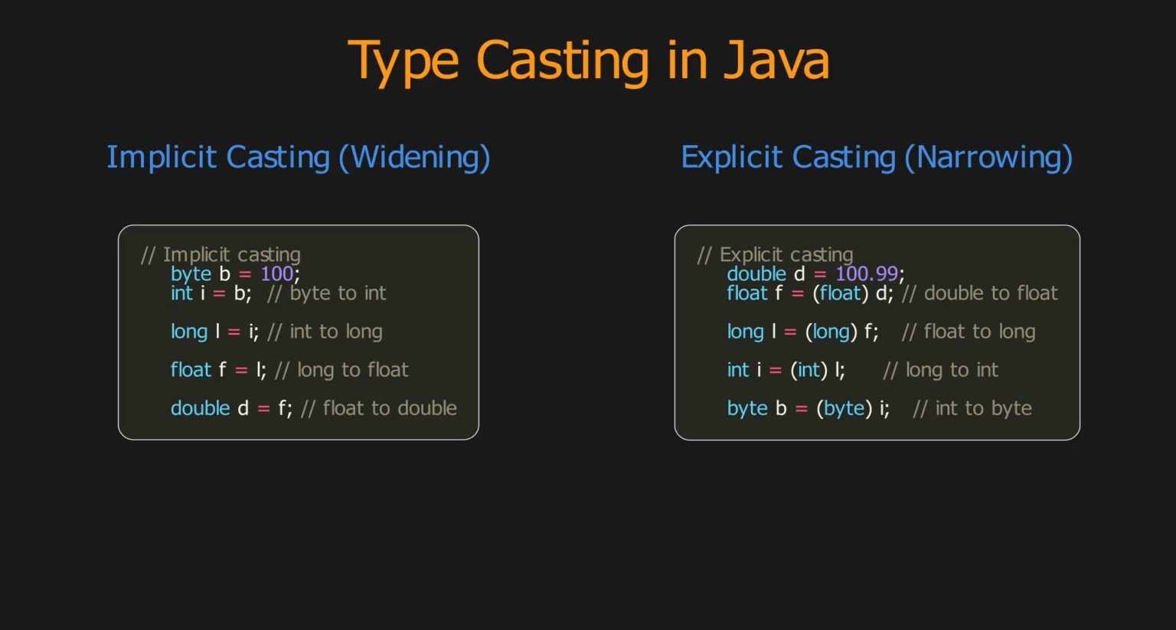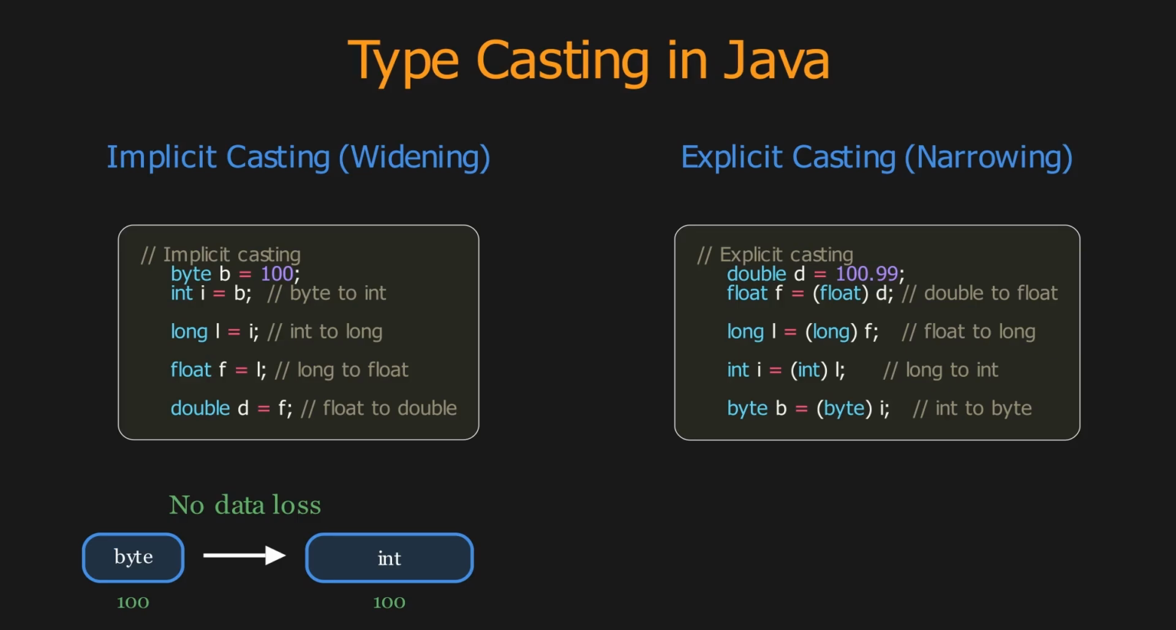The same applies as we progress from int to long, long to float, and float to double. The important thing to note is that no data is lost during implicit casting because we're moving to a larger container. Java handles this conversion seamlessly without requiring any special syntax.